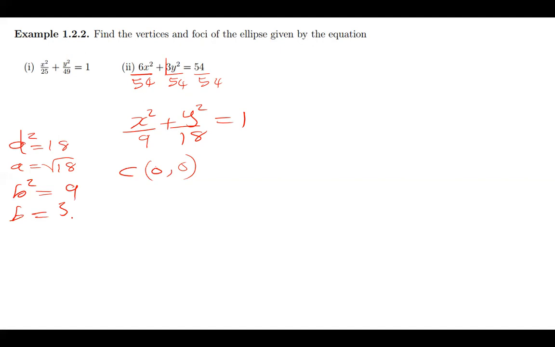And then we also find the value of c. We said c squared is given by a squared minus b squared. So c squared will be equal to our a squared, which is 18, minus our b squared, which is 9.